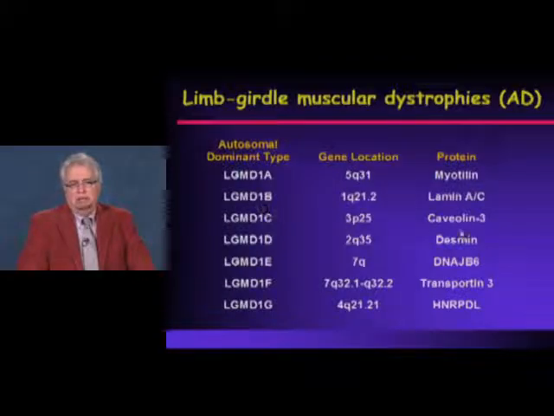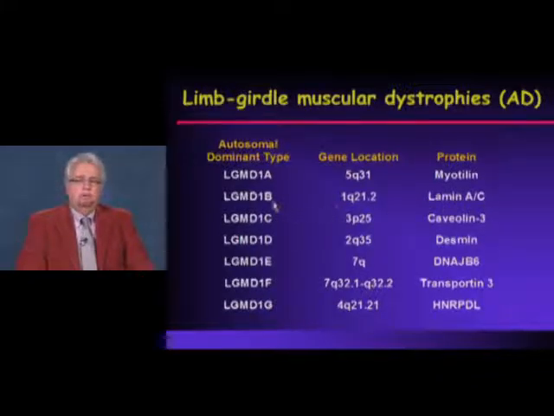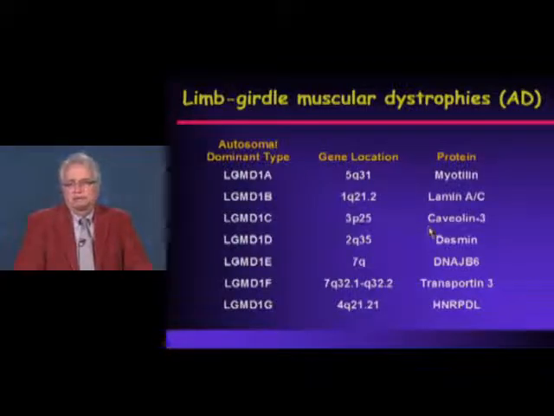LGMD1B is due to lamin AC deficiency, and this is a form of autosomal dominant Emery-Dreifuss muscular dystrophy. Caveolin 3 is interesting because it not only can give you an LGMD known as LGMD1C, but you may have also a patient who presents what looks like a metabolic myopathy. We can have just benign hyperlipidemia, or we can have what we call rippling muscle disease. LGMD1D due to desmin deficiency, this patient developed cardiomyopathy, and so on.